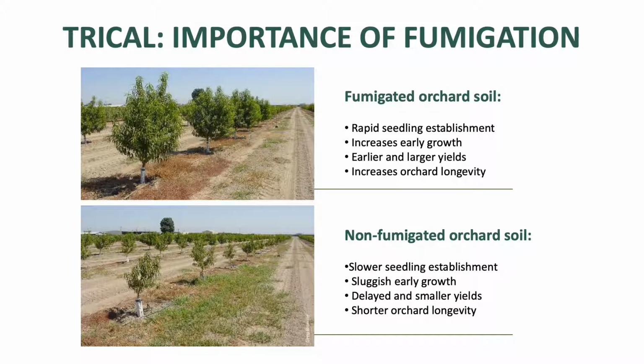Trical has been providing support to growers for over 50 years in regards to fumigation. And as you can see, a field that starts in a fumigated soil definitely shows rapid seedling establishment, increased early growth, earlier and larger yields, and increased orchard longevity. Compared to a non-fumigated orchard, you definitely see slower establishment, sluggish early growth, delayed and smaller yields, as well as shorter orchard longevity.